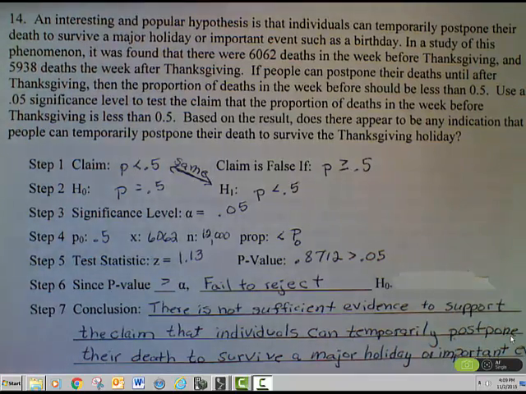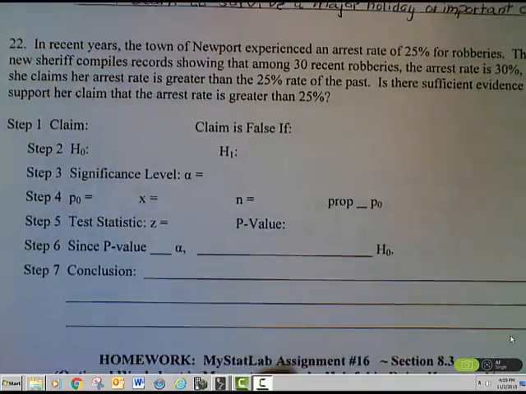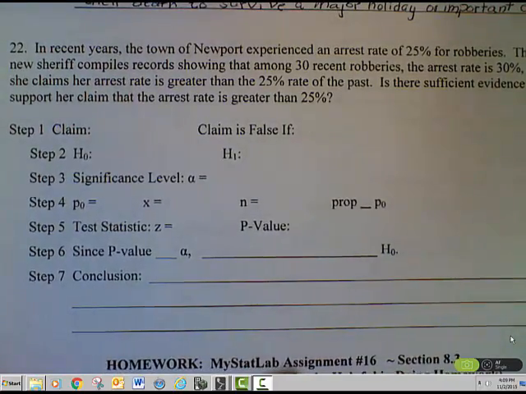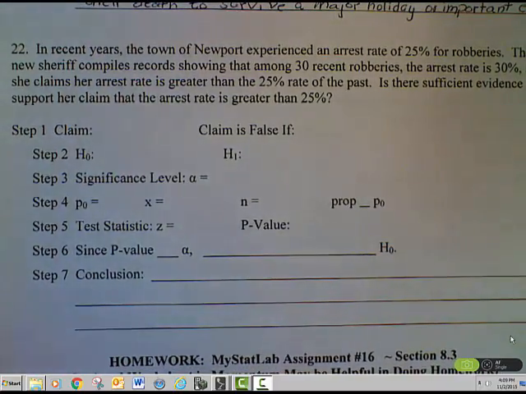All right, one more problem. Number 22 says, in recent years, the town of Newport experienced an arrest rate of 25% for robberies. The new sheriff compiles records showing that among 30 recent robberies, the arrest rate is 30%. So she claims that her arrest rate is greater than the 25% of the past. Is there sufficient evidence to support her claim that the arrest rate is greater than 25%?